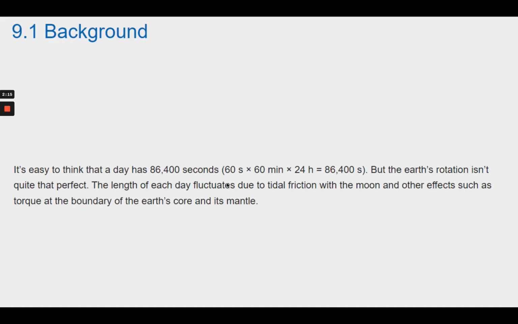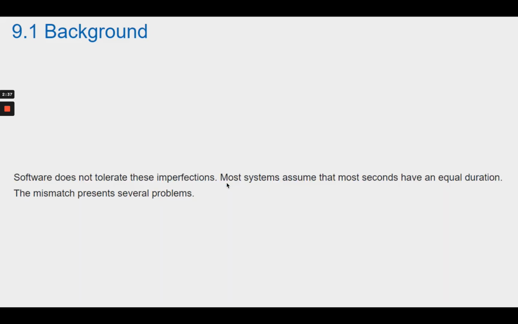Section 9.1, Background. It's easy to think that a day has 86,400 seconds, or 60 seconds times 60 minutes times 24 hours, which equals 86,400 seconds. But the Earth's rotation isn't quite that perfect. The length of each day fluctuates due to tidal friction with the moon and other effects such as torque at the boundaries of the Earth's core and its mantle. Software does not tolerate these imperfections. Most systems assume that most seconds have an equal duration. The mismatch presents several problems.